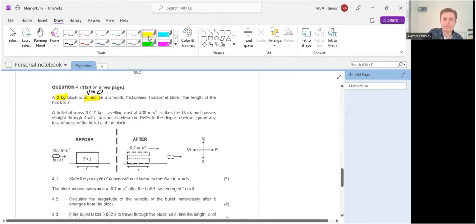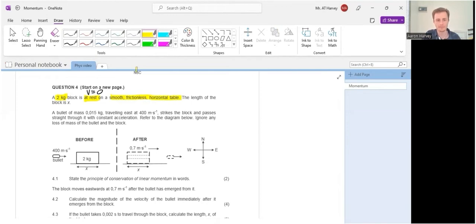They also mention that it is on a smooth, frictionless, horizontal table. What this is telling us is that there are no external forces acting on this block. So we can start to see that we're probably going to have to look at a conservation question. They also tell us that the length of the block is x. So kind of self-explanatory. We are probably going to have to figure out what x is, but we'll get to that step when we need to.